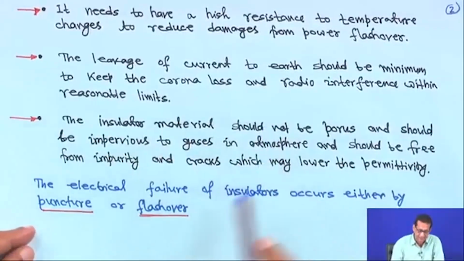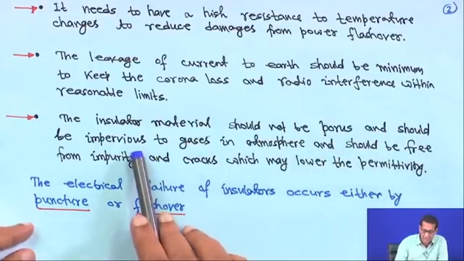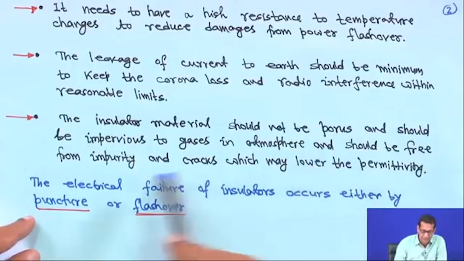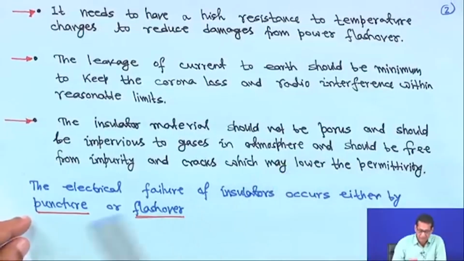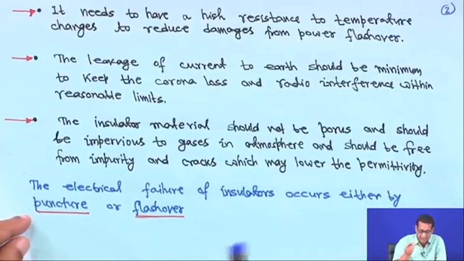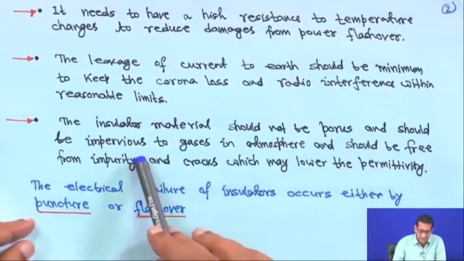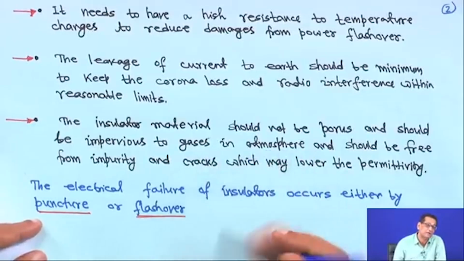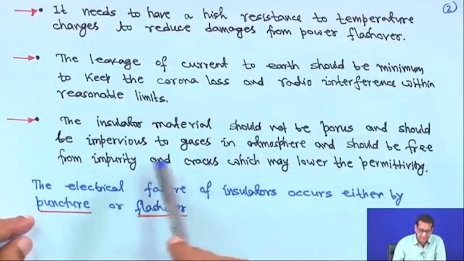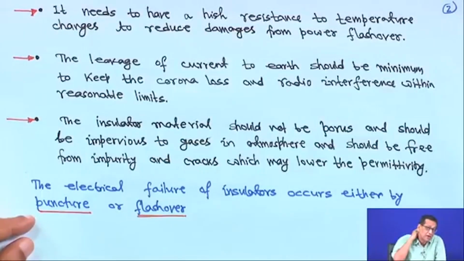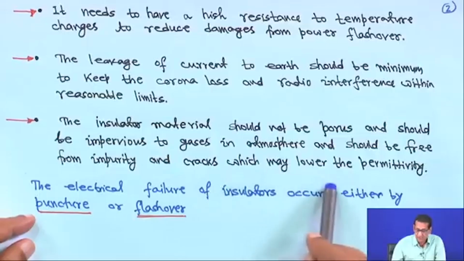Now, another thing is the insulator material should not be porous and should be impervious to gases in the atmosphere, and should be free from impurity and cracks which may lower the permittivity. That means you have to choose the insulator material in such a fashion that it should not be porous and should be impervious to gases in the atmosphere, such that where you are using insulators, if a gaseous environment is there, it should not be spoiled or damaged, right, and should be free from impurity and cracks which may lower the permittivity.